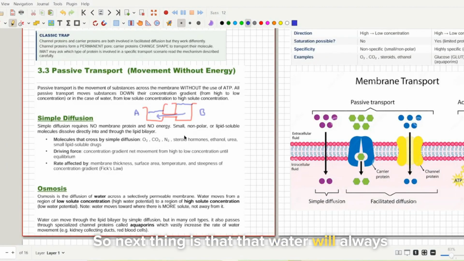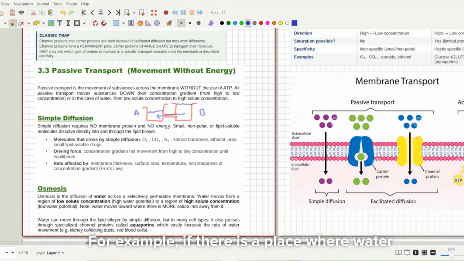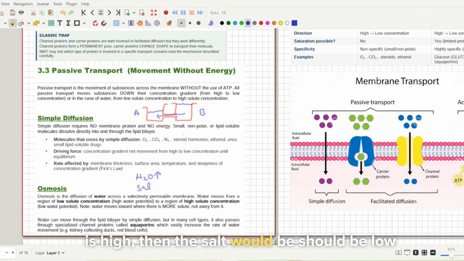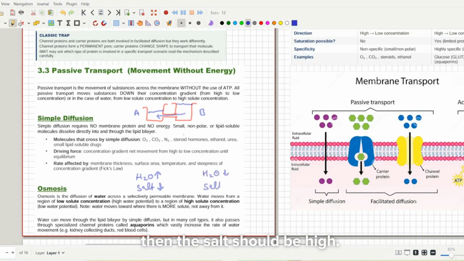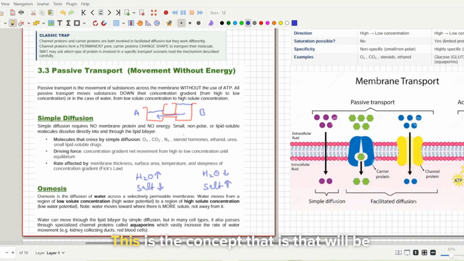So the next thing is that water will always move from a region of low solute concentration to a region of high solute concentration. What am I talking about? For example, if there is a place where water is high, then the salt should be low, and if there is a place where water is low, then the salt should be high, right? This is the concept that will be explained in our next lectures, and that's how balance would be made.